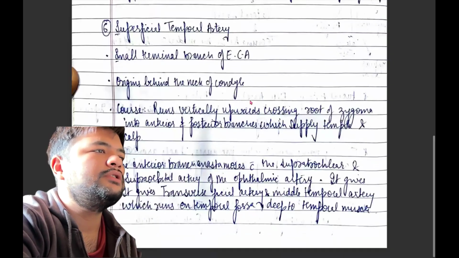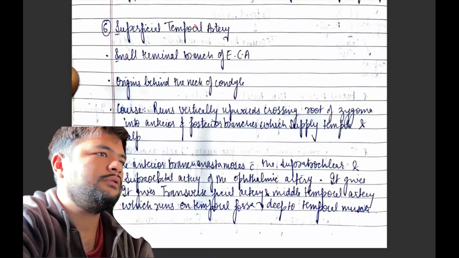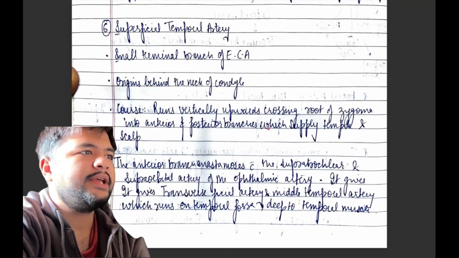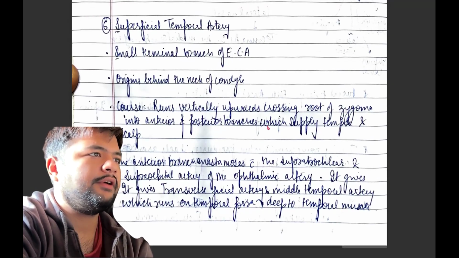Then coming to the superficial temporal artery. The superficial temporal artery is a small terminal branch of the external carotid artery. It originates behind the neck of the condyle.